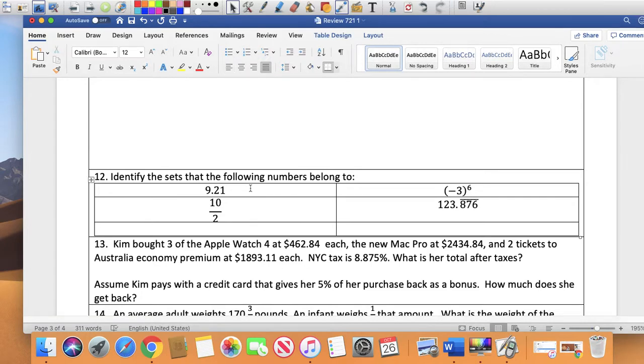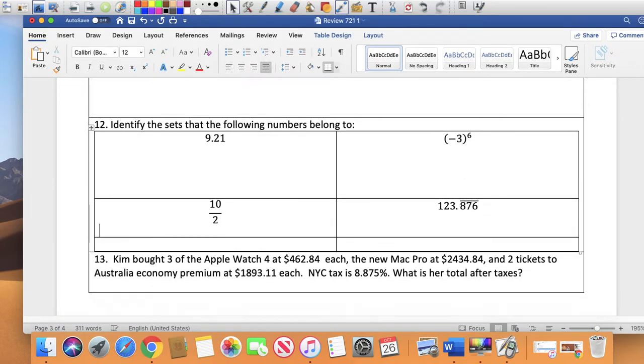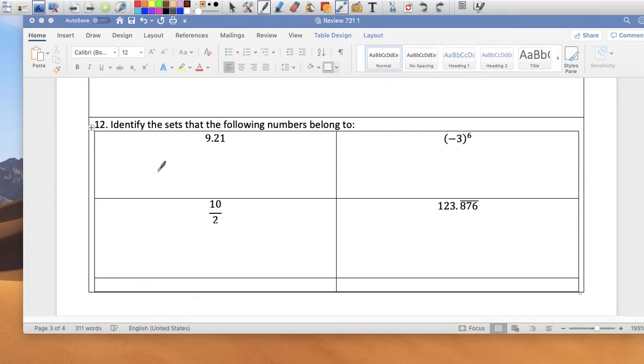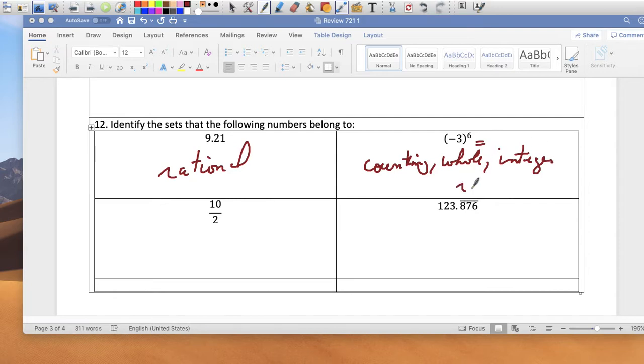Sets. Okay, this one's pretty easy. I will officially be late today. 921 is just a rational number. Nothing else. Negative 3 to the 6th power is going to be a positive number, right? A positive number. And that's going to be a counting number, a whole number as well. It's going to be an integer. It's going to belong to that set. And it's going to belong, obviously, to the rational numbers.